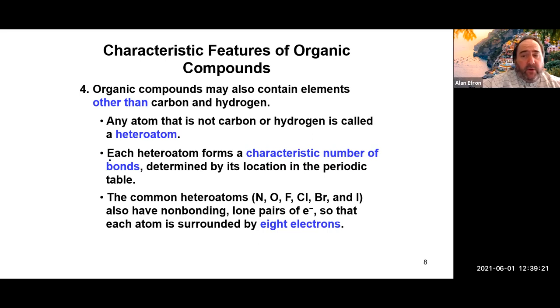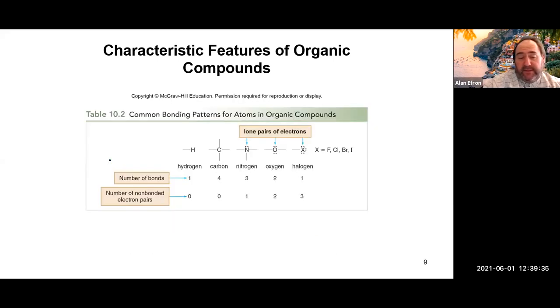And depending on what binds in and what doesn't bind in, we do get some different functional groups that occur. If we swap out a hydrogen for some oxygens, we can get several different functional groups. Here's just a table of some common types of bonding that we see happening in organic molecules.